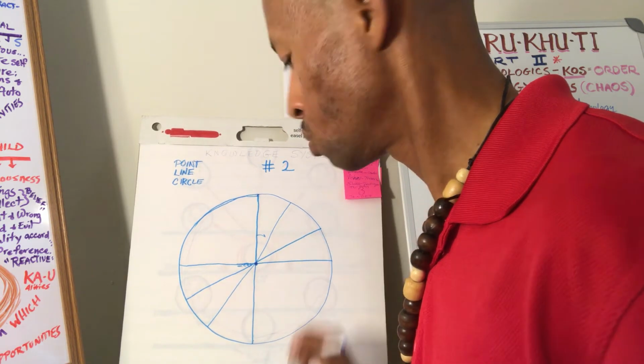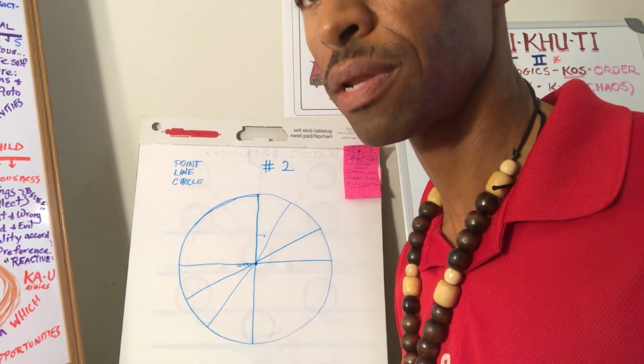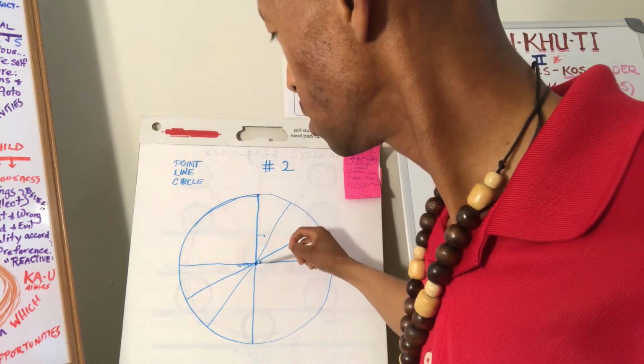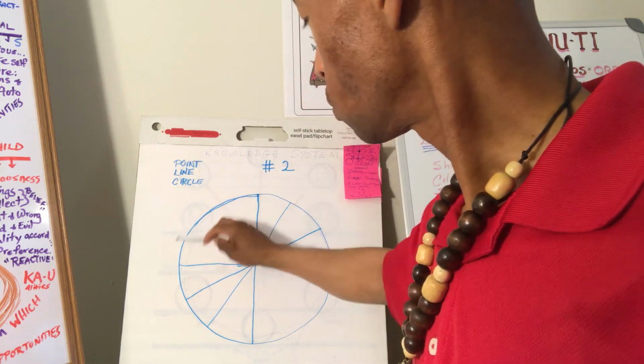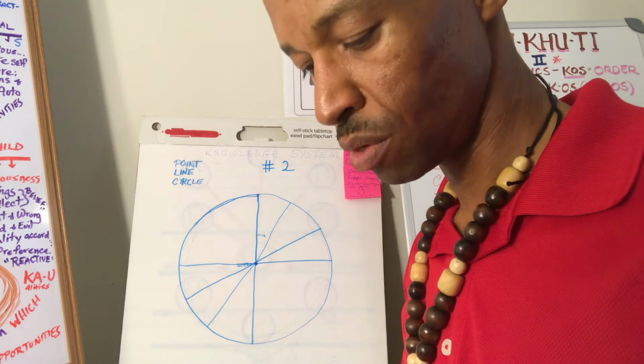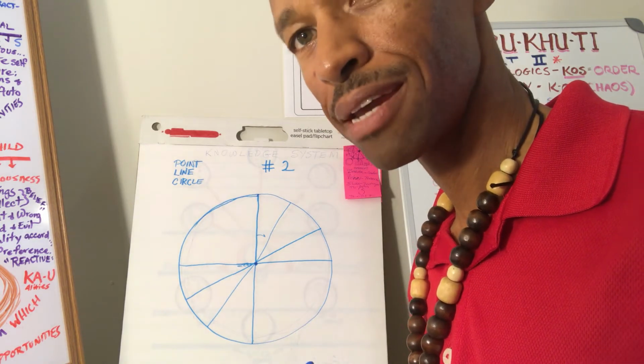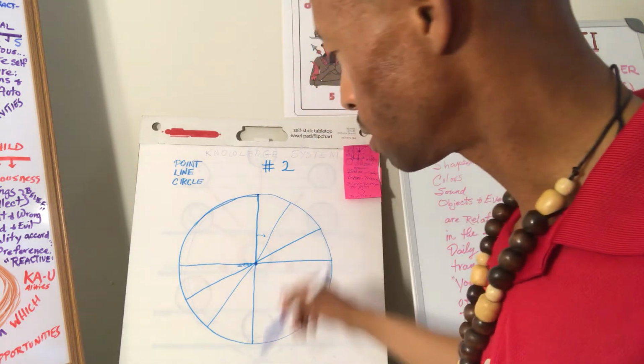So here's your lines. We're expanding the knowledge with the lines here. We went from the point to the line, we made a circle, and now we're dividing. We're using mathematics now to divide up the circle.